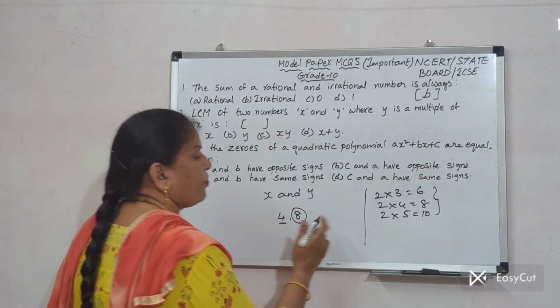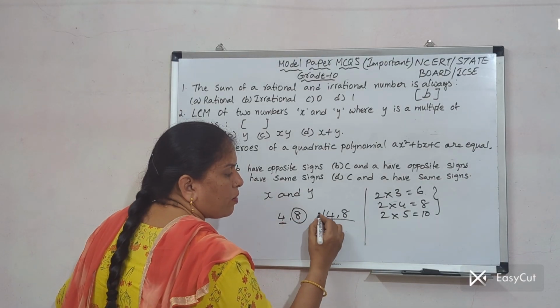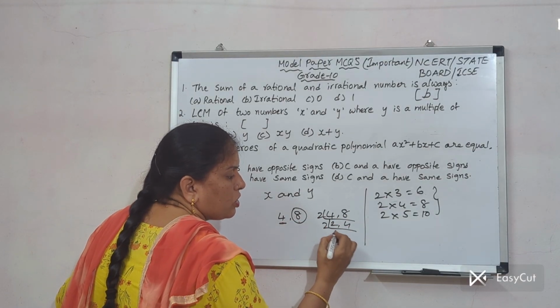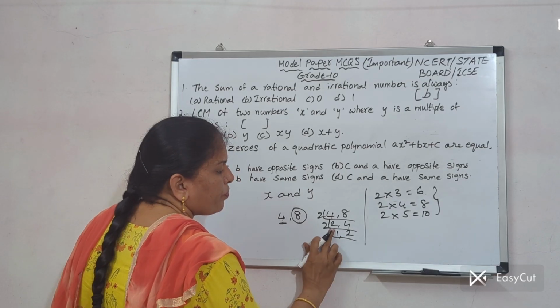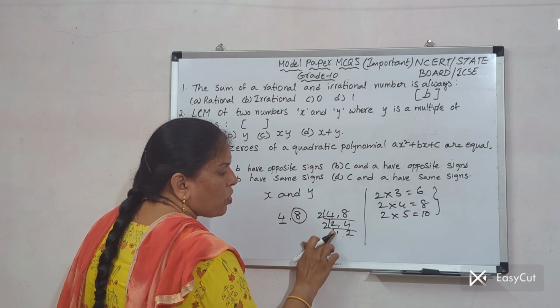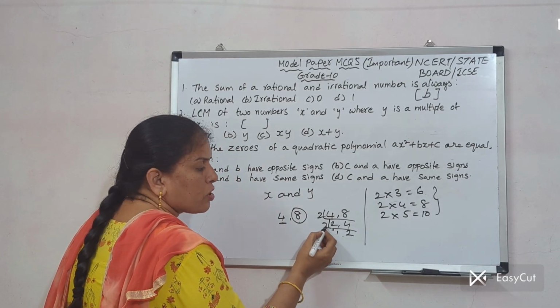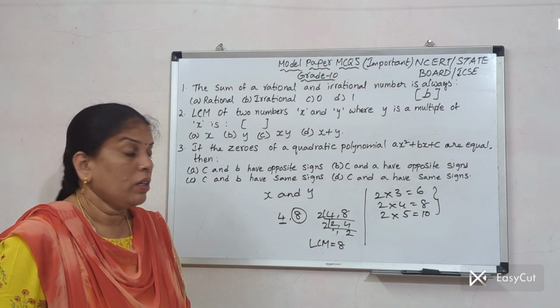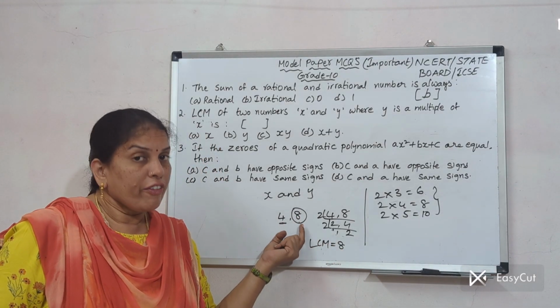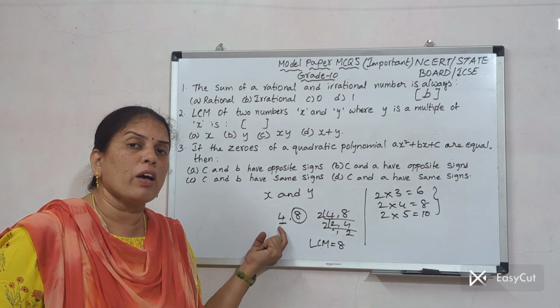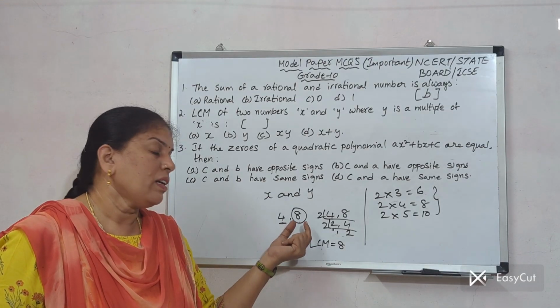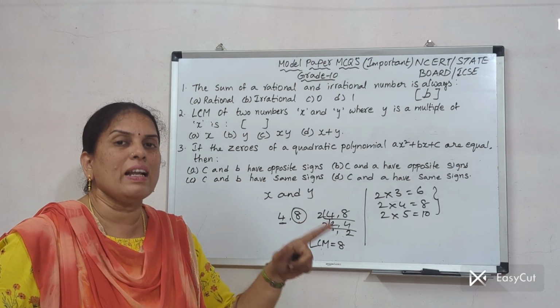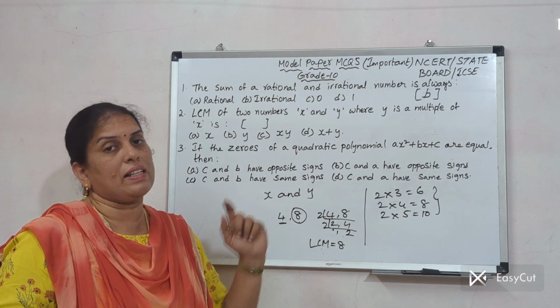We will check and see. 4 and 8, what is the LCM? 2 2s are 4, 2 4s are 8. 2 1s, 2 2s. So 1 and 2 are co-primes, not having any common factors. 2 2s are 4, 4 2s are 8. What is the LCM? 8 is the LCM. If in two numbers one number is a multiple of the other number, then the multiple is called the LCM. The multiple will be the LCM.